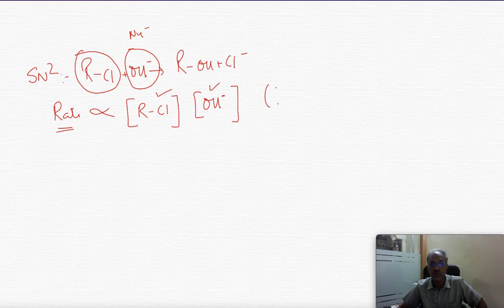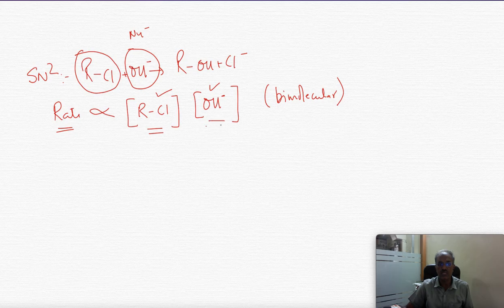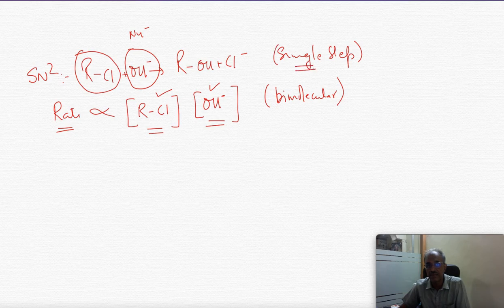Therefore, it is known as bimolecular. Why bimolecular? Because it depends upon the alkyl halide and also on the OH nucleophile. So it is known as bimolecular. But this happens in a single step. In one single step, it takes place via some transition state. I will show you. If the nucleophile comes first, this is known as RDS.